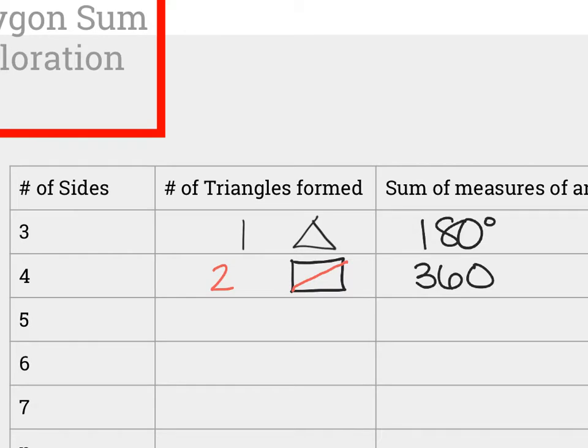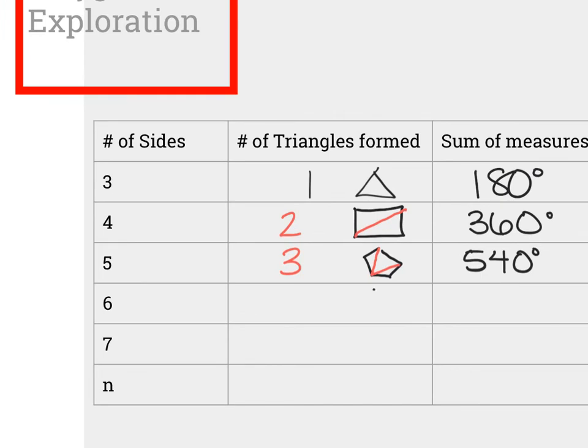When I get to a pentagon and I have 5 sides, I can cut this into 3 triangles, 1, 2, 3, which means I'm adding another 180 degrees. So I have 360 plus that new 180 from that extra triangle, so I'm at 540 degrees. When I get over to 6, I have a hexagon, and again, I can cut that into 1, 2, 3, 4 triangles now, which means again I'm going to add on 180 degrees, and I get 720 degrees, because each one of those triangles has 180 degrees in it.